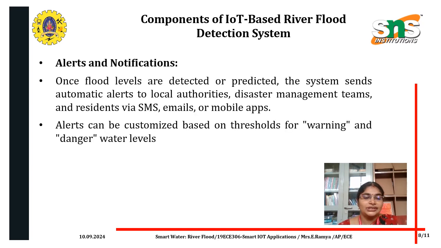Okay, the next one is alert and notification. Once flood levels are detected or predicted, the system sends automatic alerts to the local authorities, disaster management teams and residents via SMS, email or mobile apps. Alerts can be customized based on thresholds for warning and danger water levels.